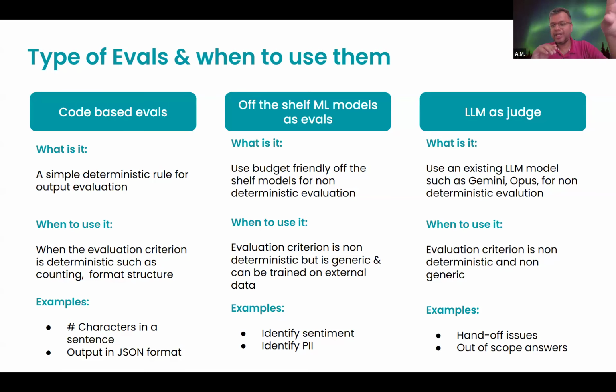Now, this counting is also something very deterministic, right? When an output comes out of an LLM, you simply count the characters, you simply count the words and say whether it is good or not, right? So in such cases, where the output is very deterministic and the problem can be solved using a rule, you take help of something called code-based evals.